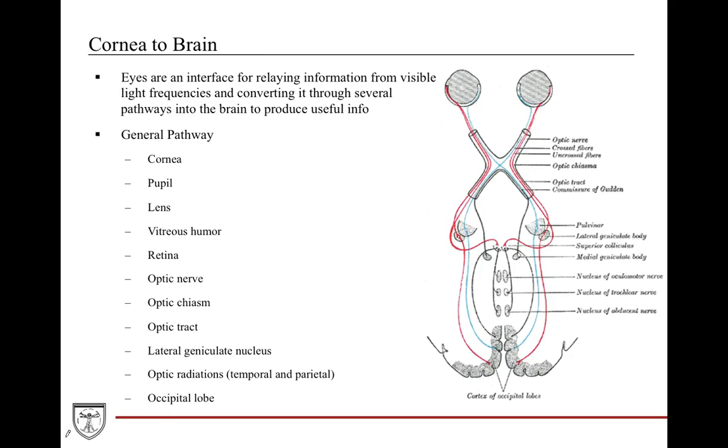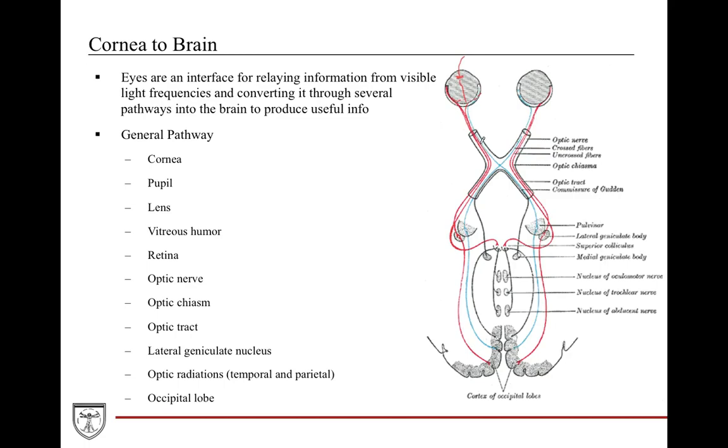Light will enter into the cornea as the first structure. It'll pass through the pupil, which is the dark portion of the eye. Then it passes the lens, which helps with refinement and focusing. It goes through the vitreous humor, which is just the fluid. It hits the retina. Then the retina will take all the information and transmit it through the optic nerve.